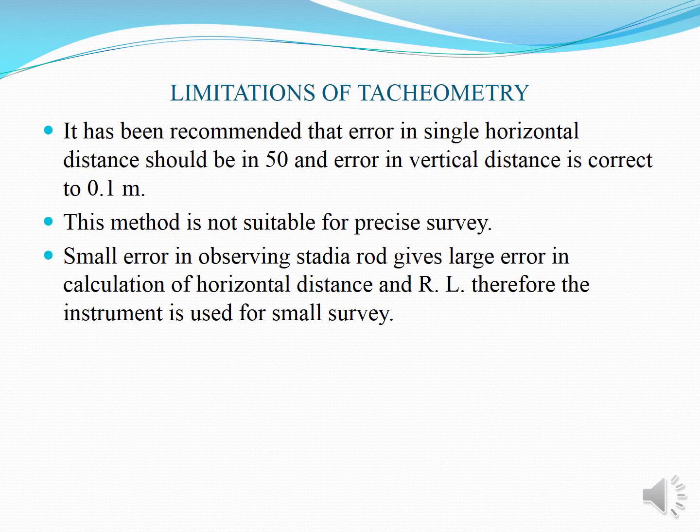Next, this tachometric survey method is not suitable for precise survey, that is, for correct or precise work. The third limitation is that a small error in observing the stadia rod gives a large error in the calculation of horizontal distance and RL. Therefore, the instrument is used only for small surveys. So these are the limitations of tachometry.